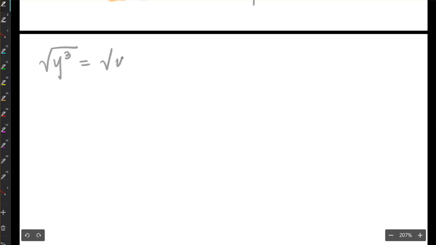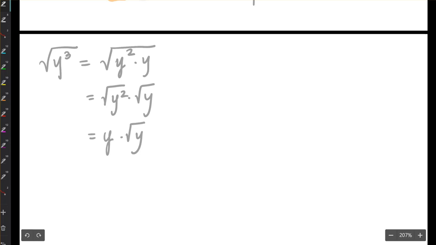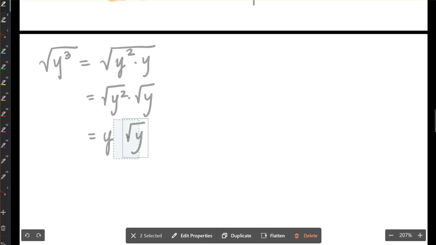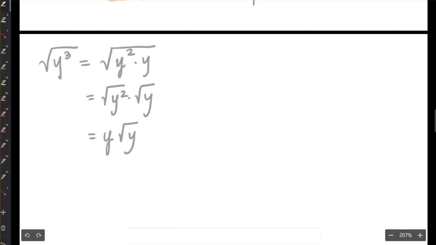So y cubed is y squared times y. Product property. This is the square root of y squared times the square root of y. Square root of y squared is y. Square root of y is just square root of y. You don't have to write the little dot for the multiplication if you don't want to. All right, so now we're ready to put the 3 pieces together.